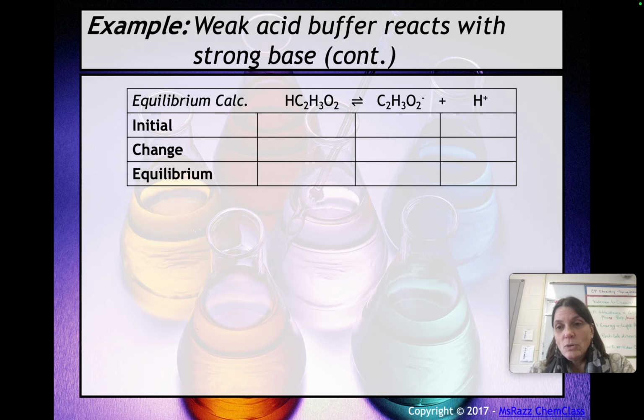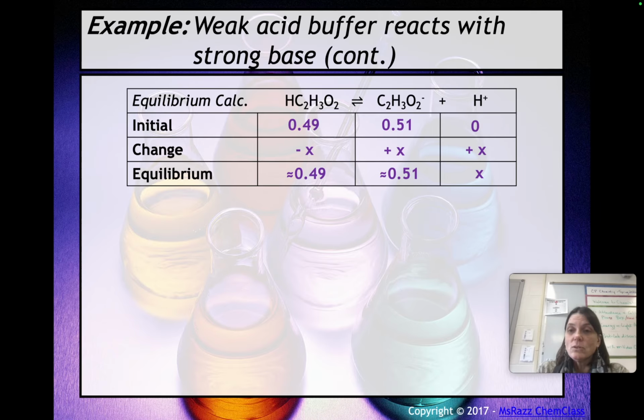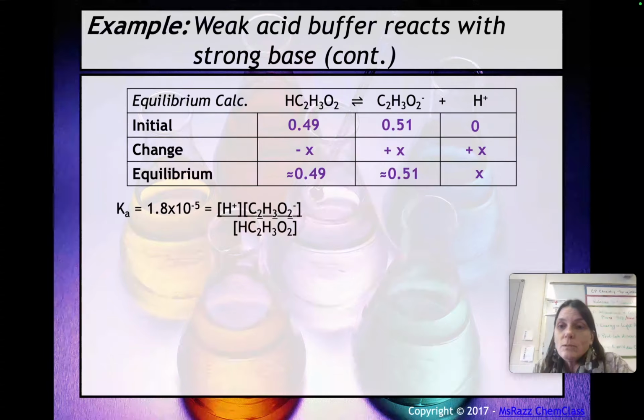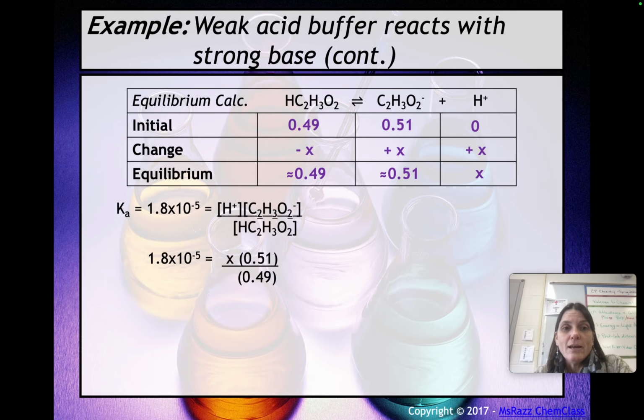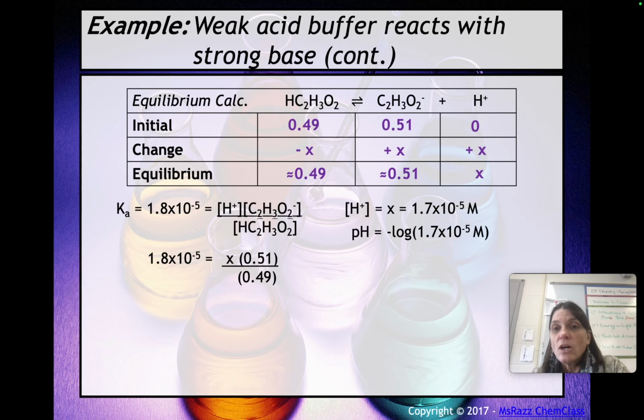Well, I'll show you what it looks like with the ICE chart first, and then we'll do Henderson-Hasselbalch. 0.5, 0.49, 0.51, and 0. So we have our initial concentrations, minus x, plus x, plus x. We can use our approximation because the amount of dissociation is going to be very, very small. Plug it into our equilibrium expression and solve for x. We just need to crank out the algebra here. The pH is the negative log of x.